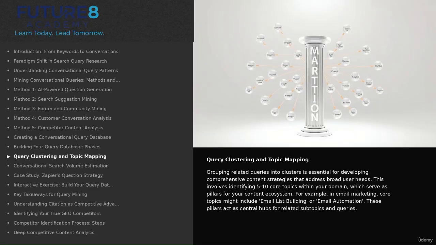Query clustering and topic mapping. Grouping related queries into clusters is essential for developing comprehensive content strategies that address broad user needs. This involves identifying 5 to 10 core topics within your domain, which serve as pillars for your content ecosystem. For example, in email marketing, core topics might include email list building or email automation. These pillars act as central hubs for related subtopics and queries.